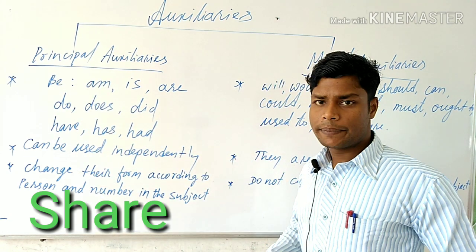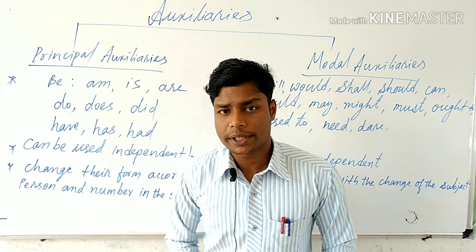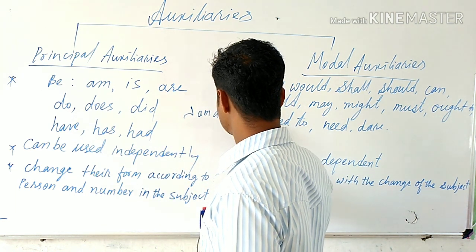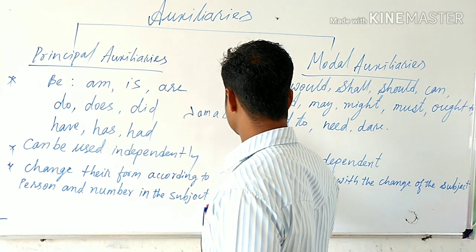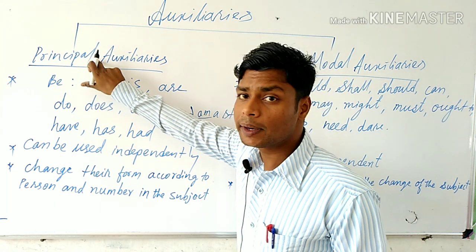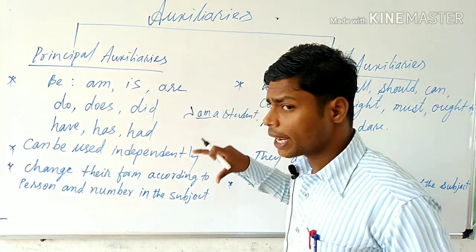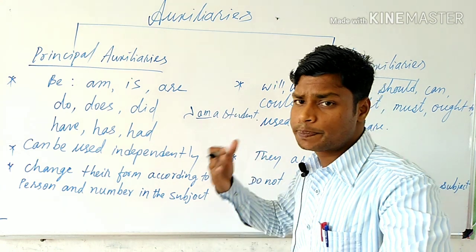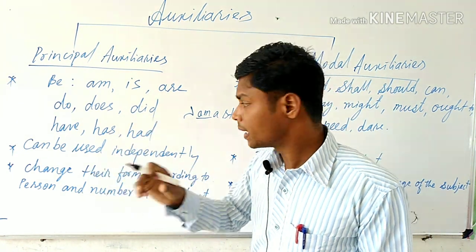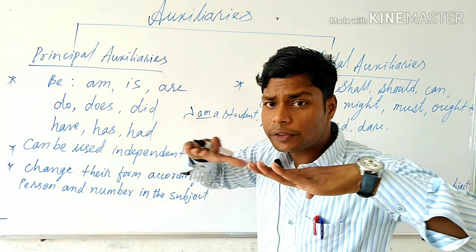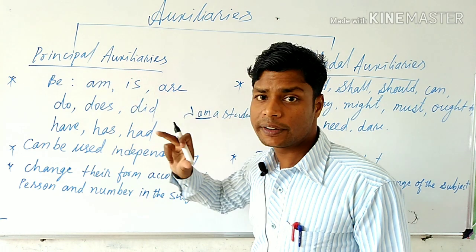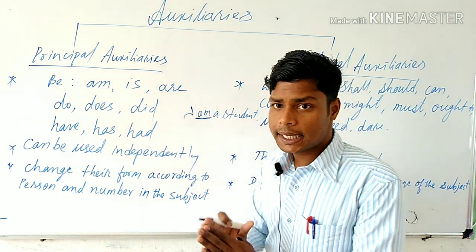For example, let us say, I am a student. When we say I am a student, here am, what is that? It is the principal auxiliary. So now it is expressing the state of being of myself, what I am. It is expressing the state of being. I am a student. Therefore here am is working as the principal verb, as the main verb, as the independent verb in the sentence.